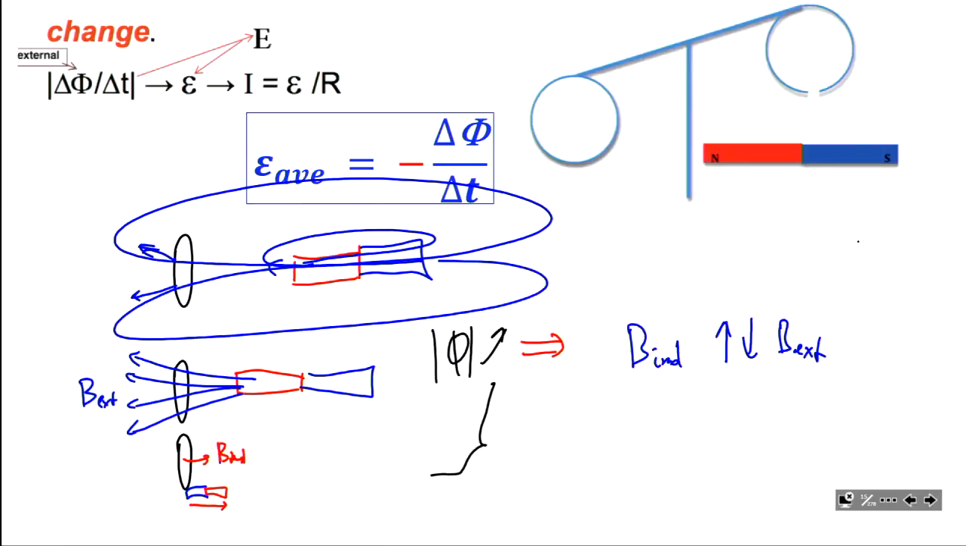So this is the situation when the magnet is approaching the loop with the north pole facing the loop. What we see is just two magnets facing like poles, and they repel each other. And that's what we saw.